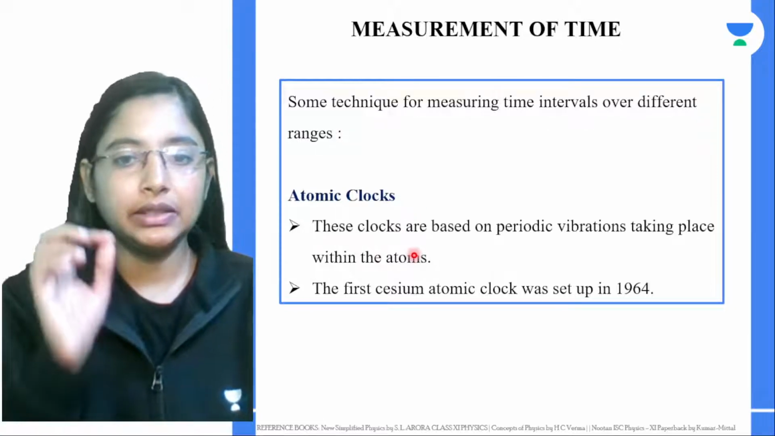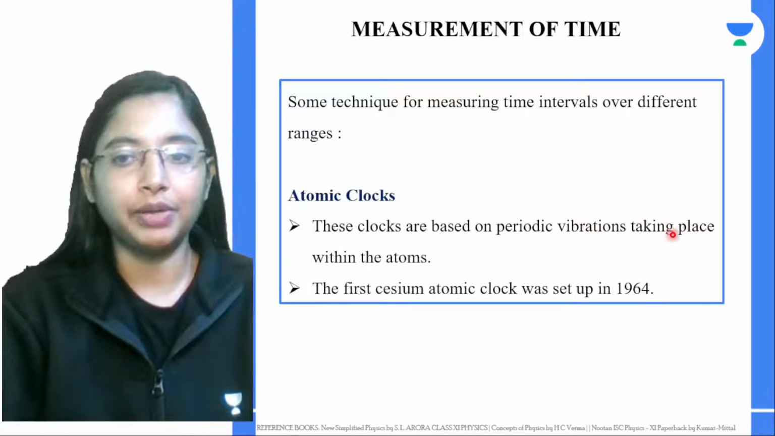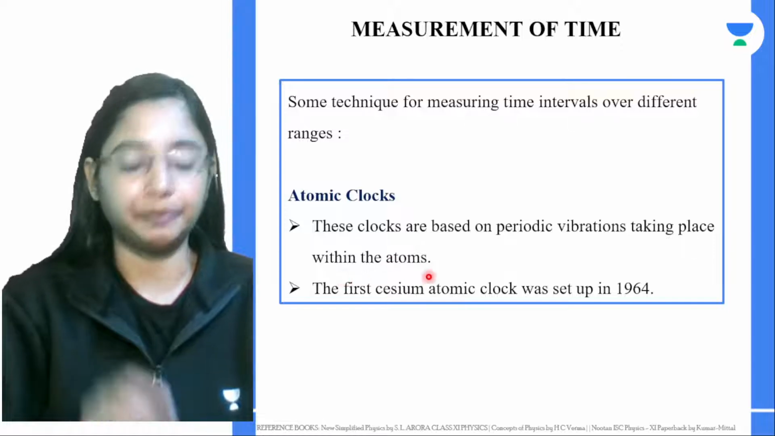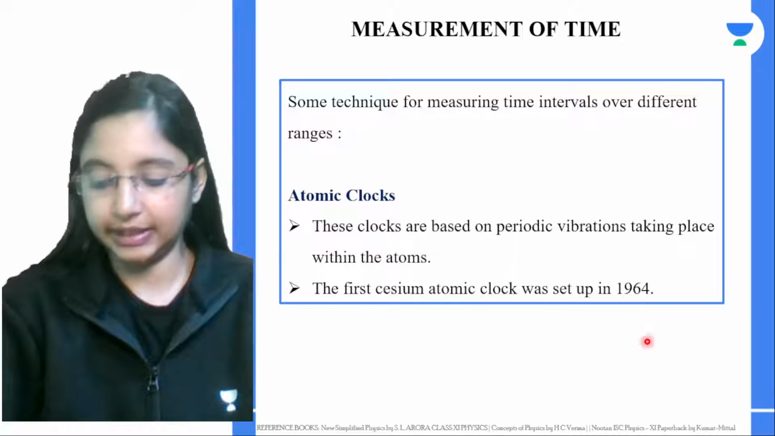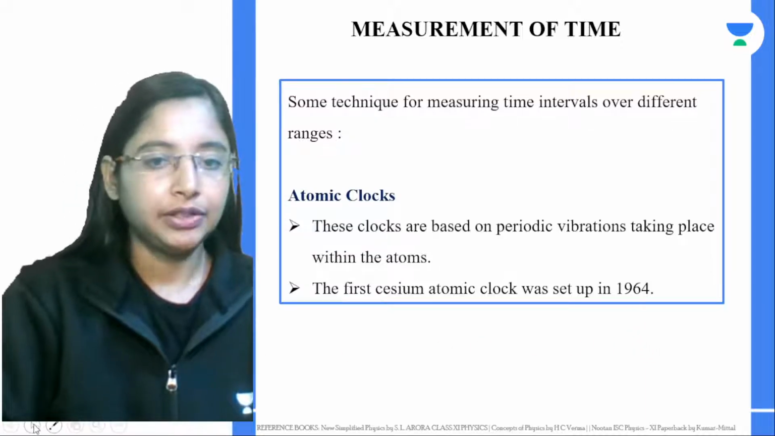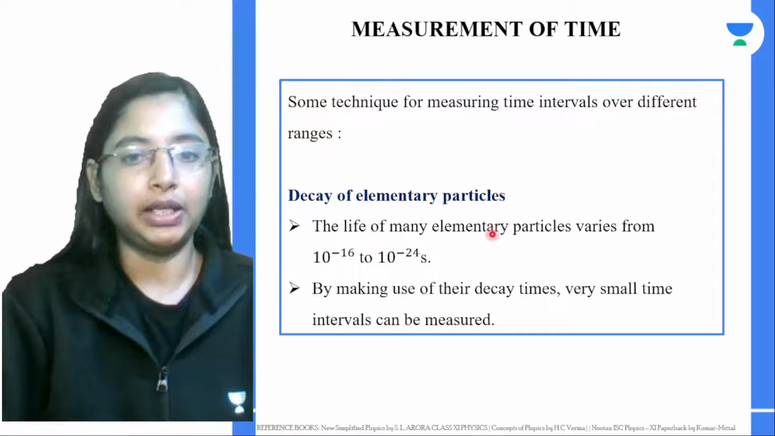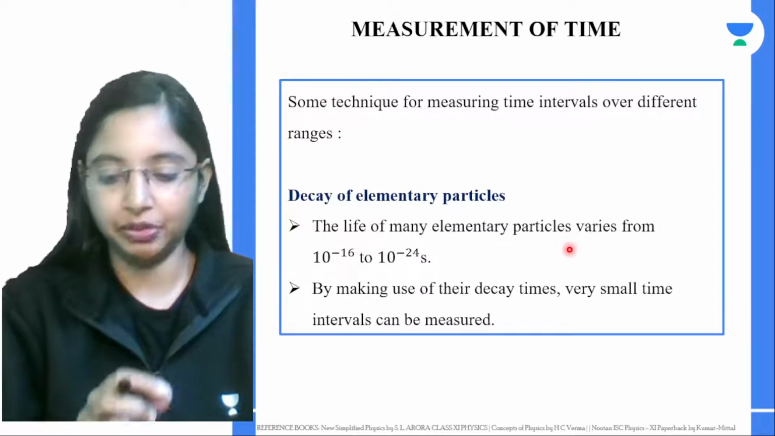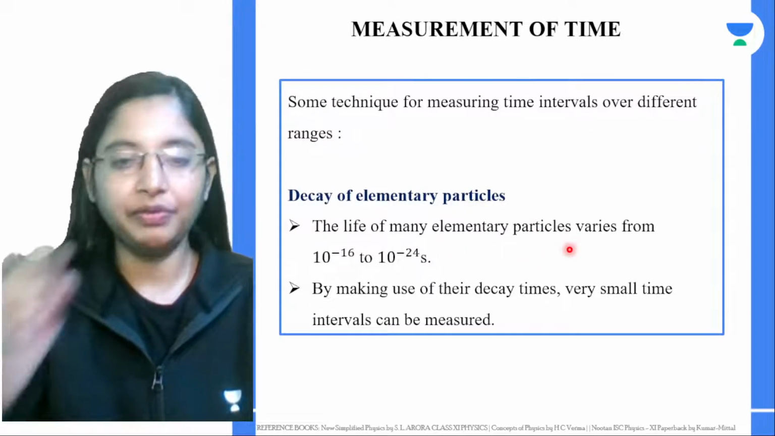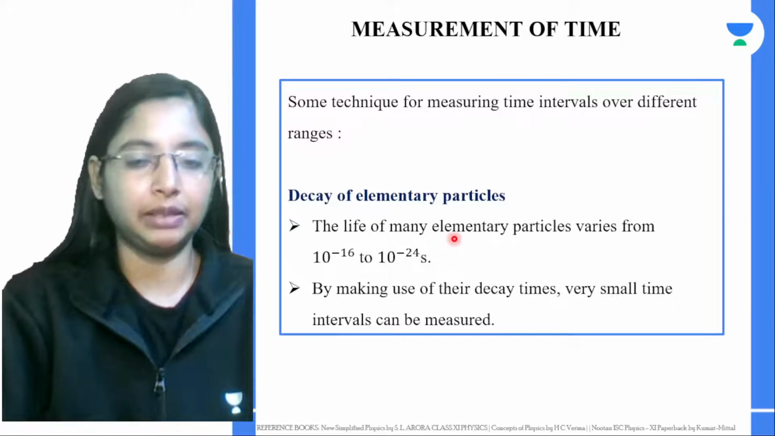These clocks are based on the periodic vibration taking place within the atom, and the first cesium atomic clock was set up in 1964. The next one is the decay of elementary particles. When we talk about elementary particles, it is any particle that cannot be further subdivided. The electron is an elementary particle.